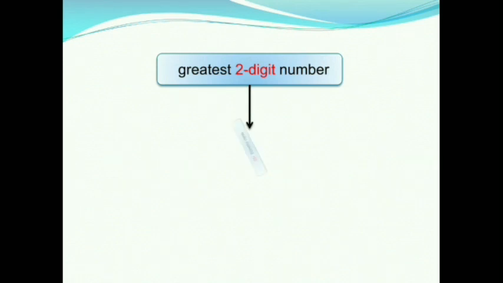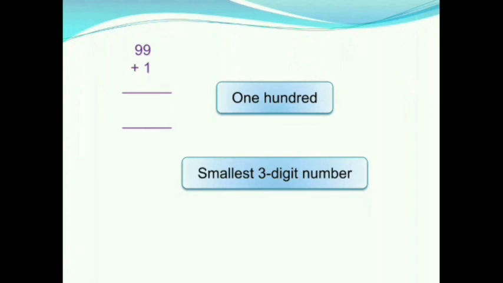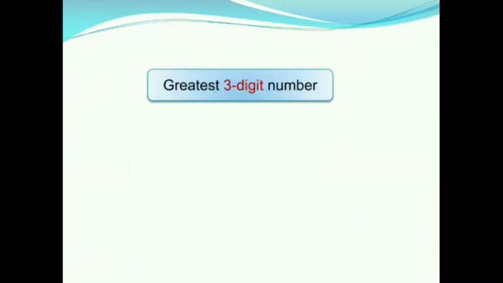Yes, it is 99. When we add 1 to the greatest two digit number, we get the smallest three digit number. 99 plus 1 equals 100. 100 is the smallest three digit number. Now we got the smallest three digit number. Now we will go to the greatest three digit number. Which is the greatest three digit number?